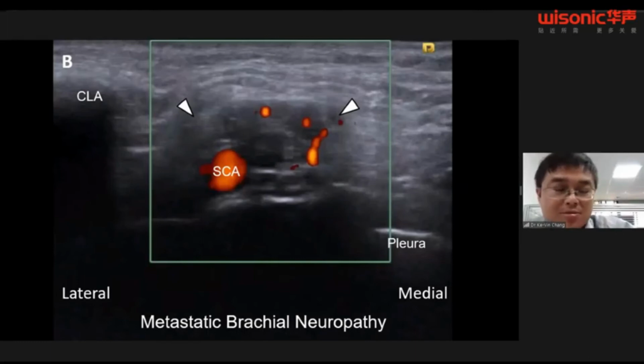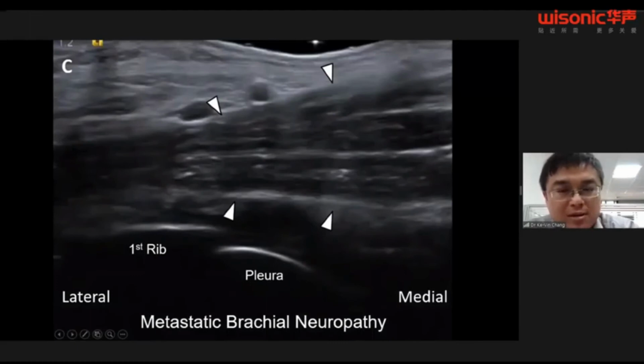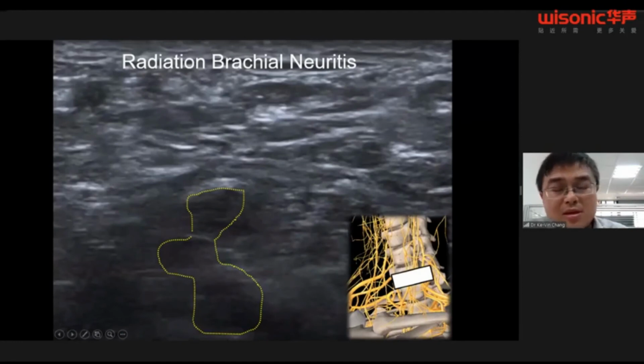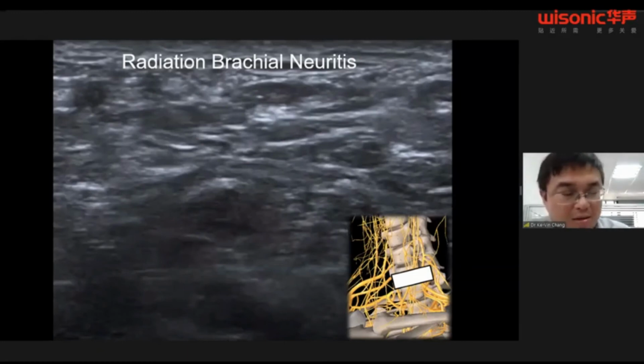You can compare the nerve root between the diseased side and the normal side. You can find the nerve root at the diseased side becomes swollen. And because this is a metastatic tumor, it usually involves the distal part of the brachial plexus. So if you compare the size of the nerve root at the proximal part, you may find the nerve root seems normal. And then this is another case with metastatic brachial neuropathy.